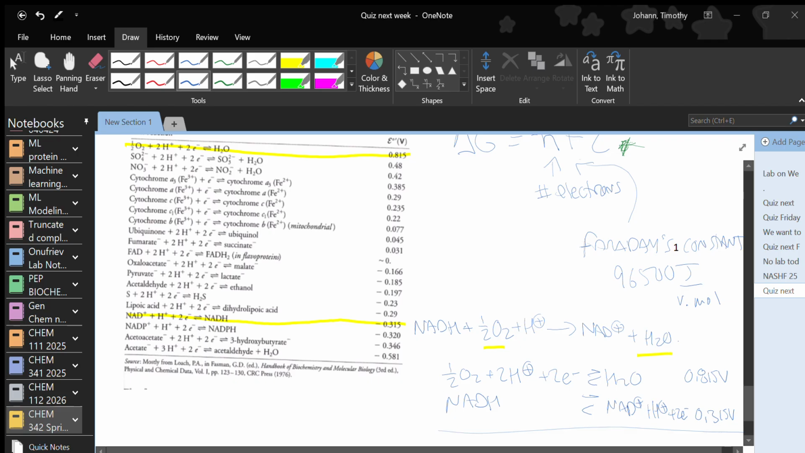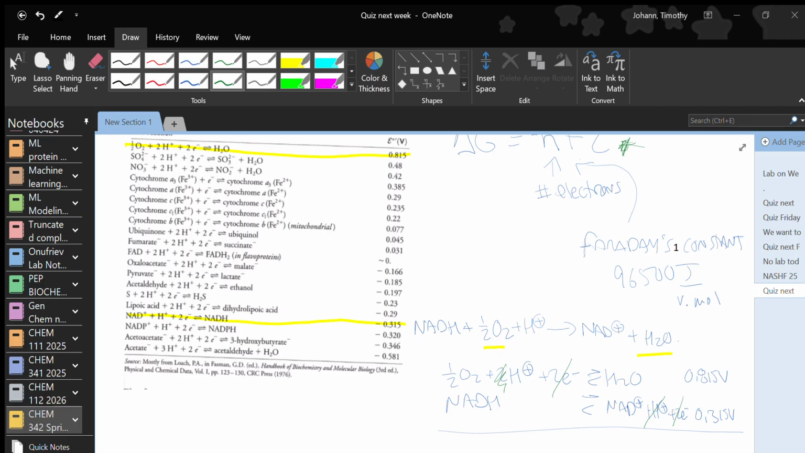Do you see that I can cancel these electrons? I can cancel this proton with one of these protons. And if I add these two reactions together right here, I get that reaction. And what's left down here. Okay. And so then I'm going to add up those two potentials.